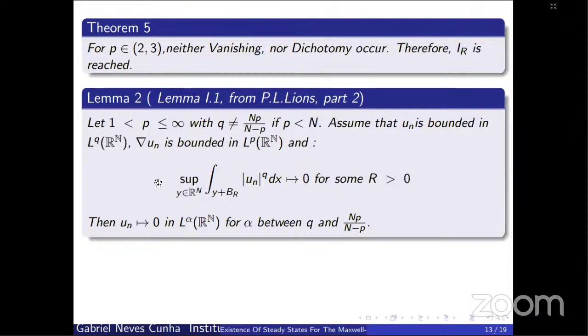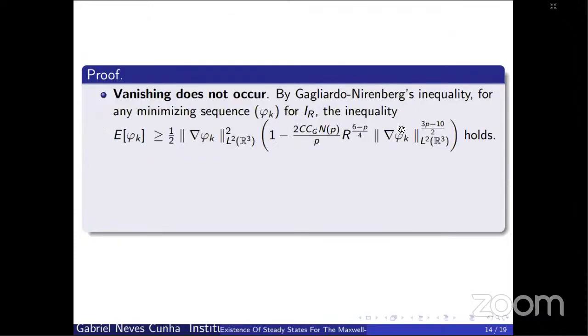So to show that vanishing cannot occur, we basically show that the sequence is bounded. U_n will be the minimizing sequence. I'm going to show this in detail later on. So what I do is actually show this inequality.